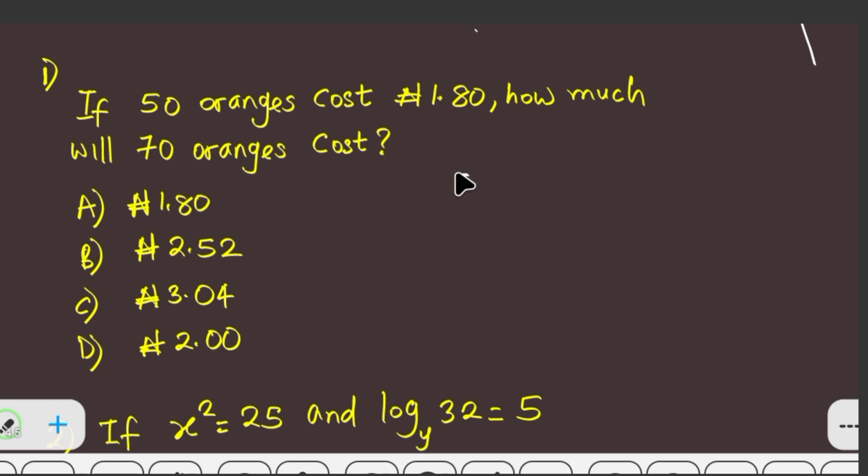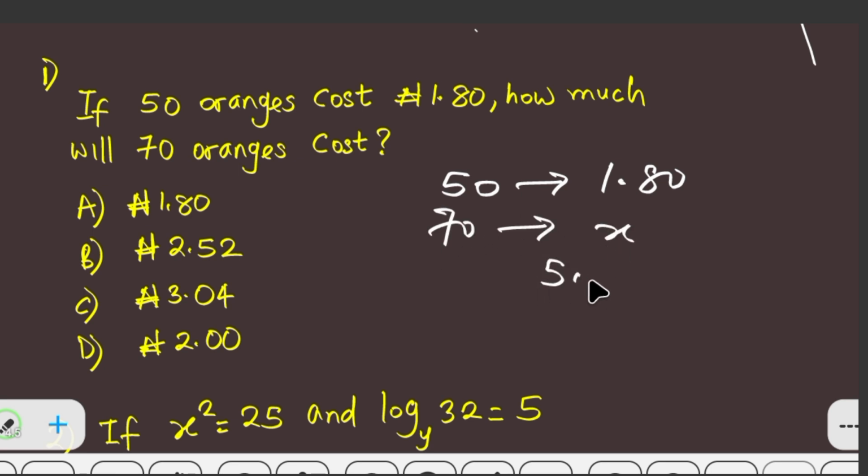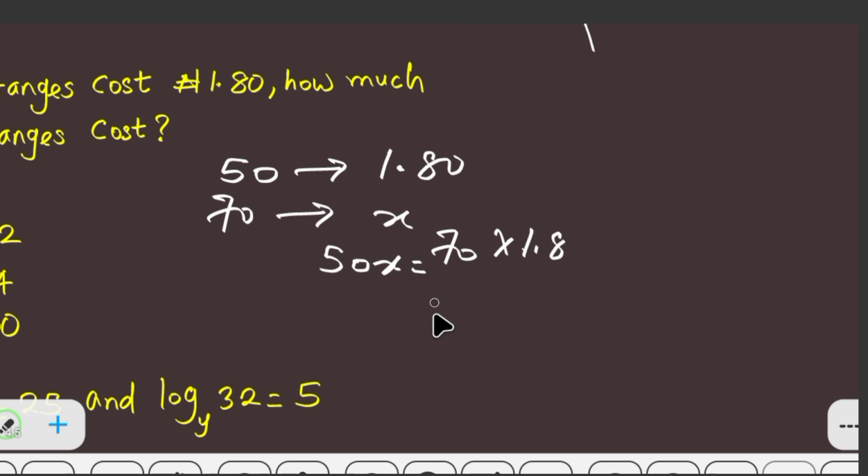So, from the question, 50 oranges cost 1 naira 80 kobo. Then what will be 70? So you just put x at this point. Because multiply, that will give you 50x is equal to 70 times 1.8. Then for the next step, just divide both by 50. So your x will just be 70 times 1.8 divided by 50.